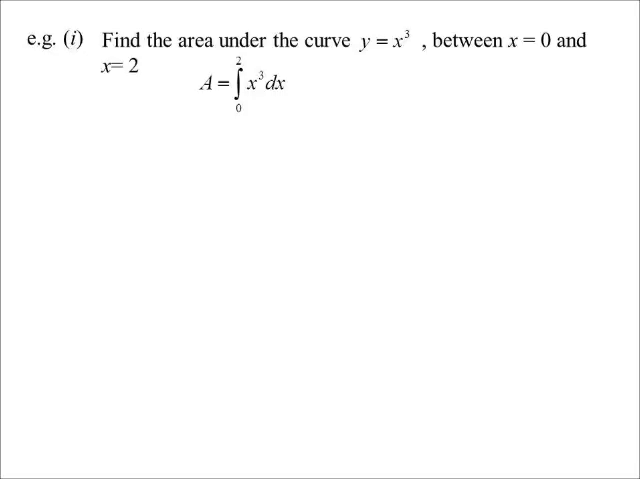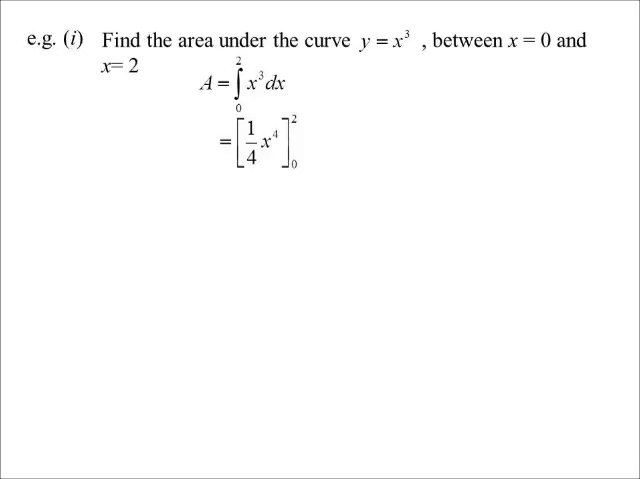Well, primitive function, when we're dealing with polynomials, add 1 to the power over the new power. So x cubed becomes a quarter x to the 4. And if you're ever unsure, differentiate your answer, and you should get back to what you originally had. So, okay, a bit unsure about that.